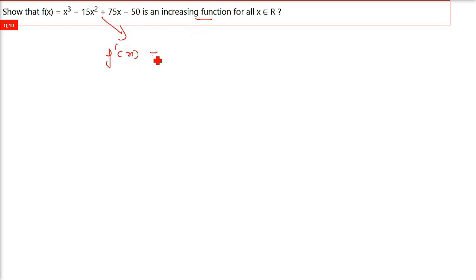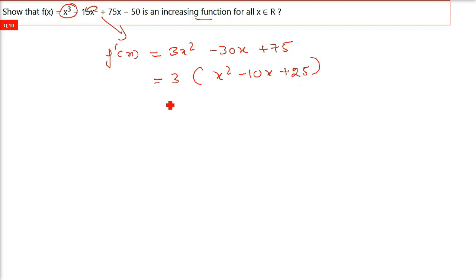f dash x is going to be, x cube is going to be 3x square. This 15 into 2 is 30. So you have 30x. The 75 will remain like that. And this minus 50 will be 0 in the differentiation. So if you take 3 common, what are you going to get? x square minus 10x plus 25. So now you have x square minus 10x plus 25.